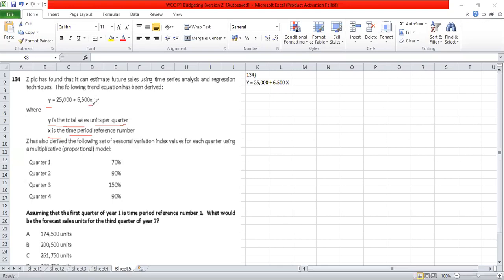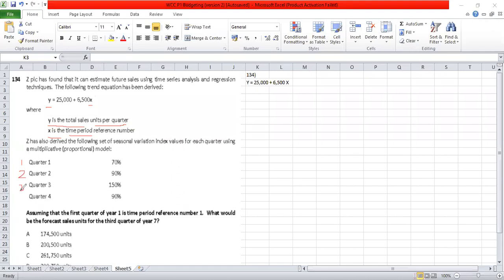How are the time periods mentioned? Time periods are mentioned as quarter 1. This is 1. Quarter 2 is 2. Then 3, 4. So we cannot fit quarter 1 in place of x. That will not allow us to do the mathematical calculation. It could be quarter, period, month, whatever it is, that should be converted into a numerical value. So they are also taking that as x is the time period reference number. And what is that reference number? The question below says, assuming that the first quarter of year 1 is time period reference number 1.